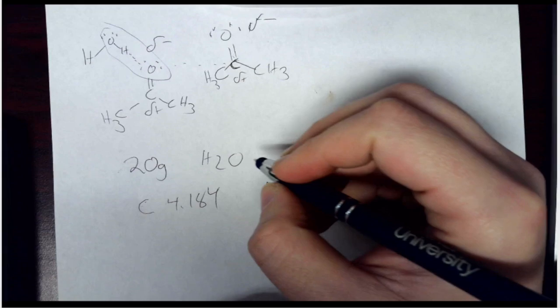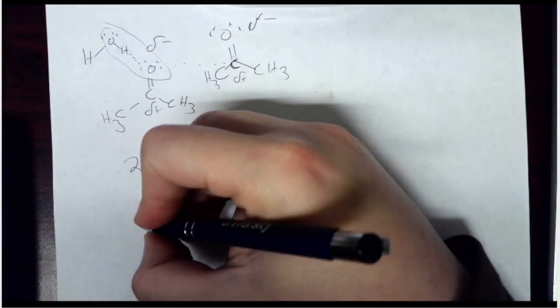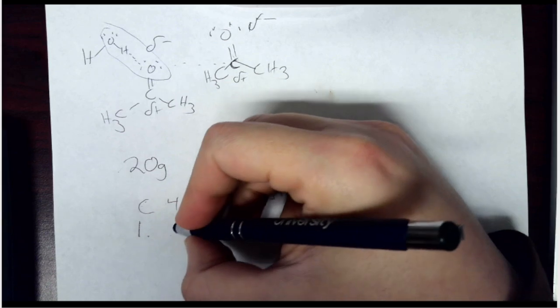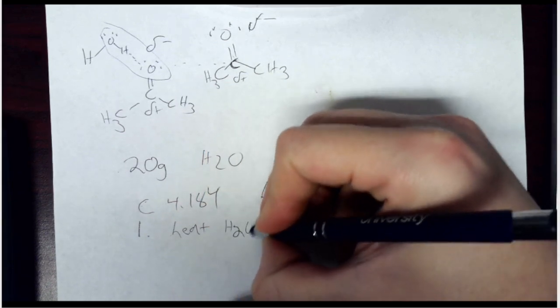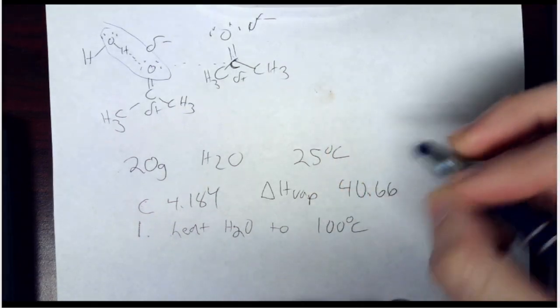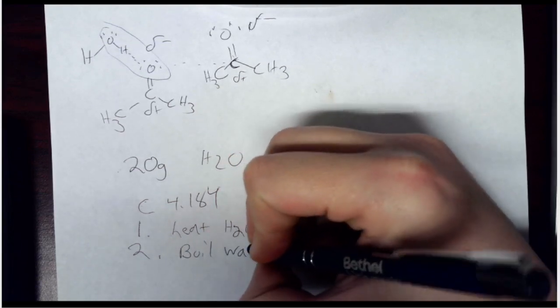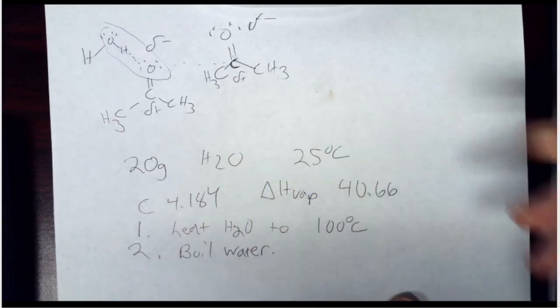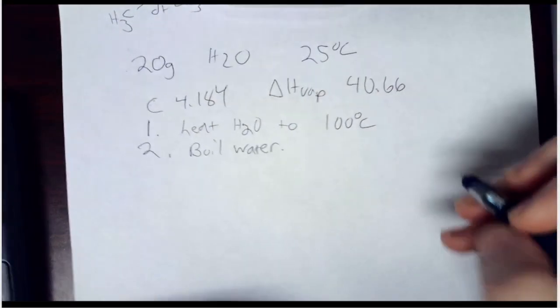So, we're going to break this down into 2 steps. I could have broken this down into a lot more steps, but we'll leave it at just 2 steps. Step 1 is heat the water to 100 degrees. Step 2 is going to be boil the water.